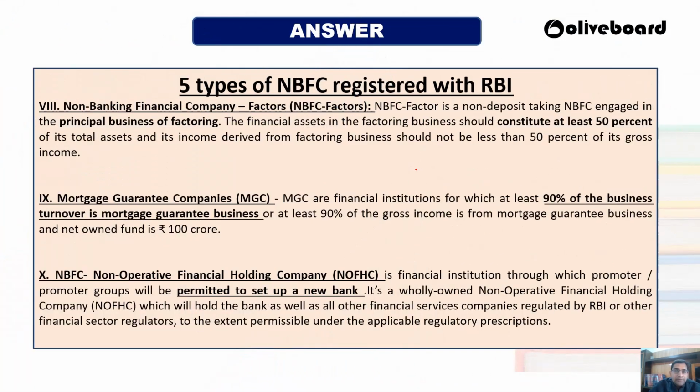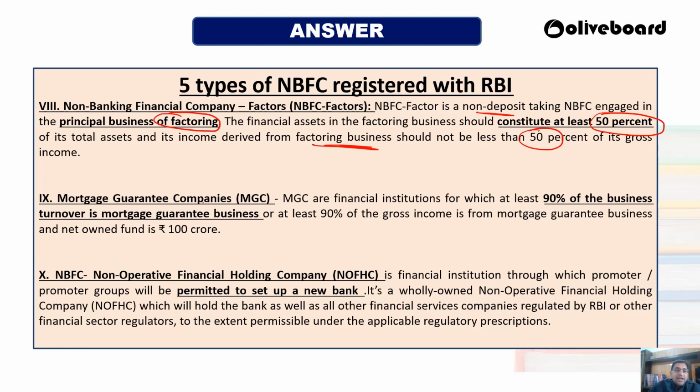Then the eighth one is non-banking financial company factor. Factor is also again a non-deposit taking facility. The main principal business is of factoring. जो factor basis पे अपना loan देते हैं, like the financial assets, so they should constitute at least 50% of the total asset, and whatever the income is derived from the factoring business should not be less than 50%. Minimum 50% should be there.